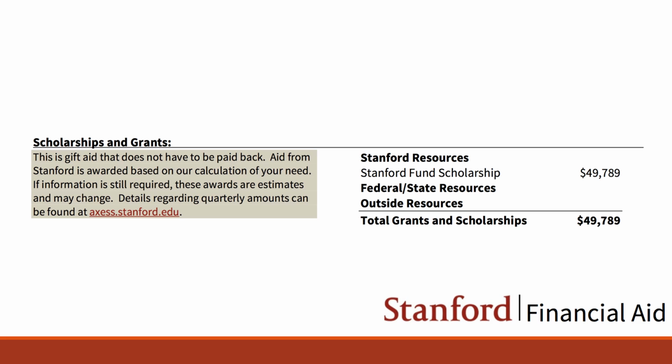Now let's move on to the scholarships and grants portion of the award letter. Everything that appears in this section is gift aid that does not have to be paid back. All scholarships, federal and state grants, and outside scholarships are applied to the bill evenly across all 3 quarters. The award letter shows the amount for the full year. You can see the quarterly breakdown in Access.